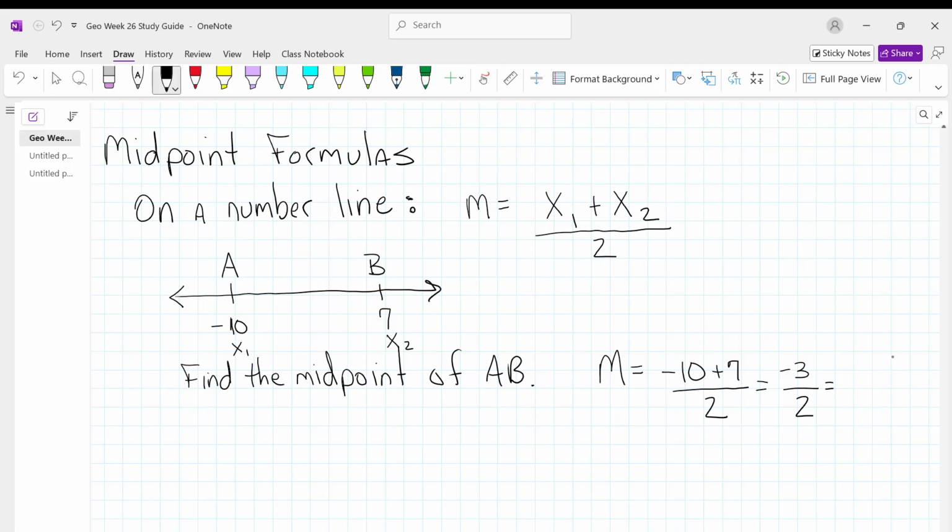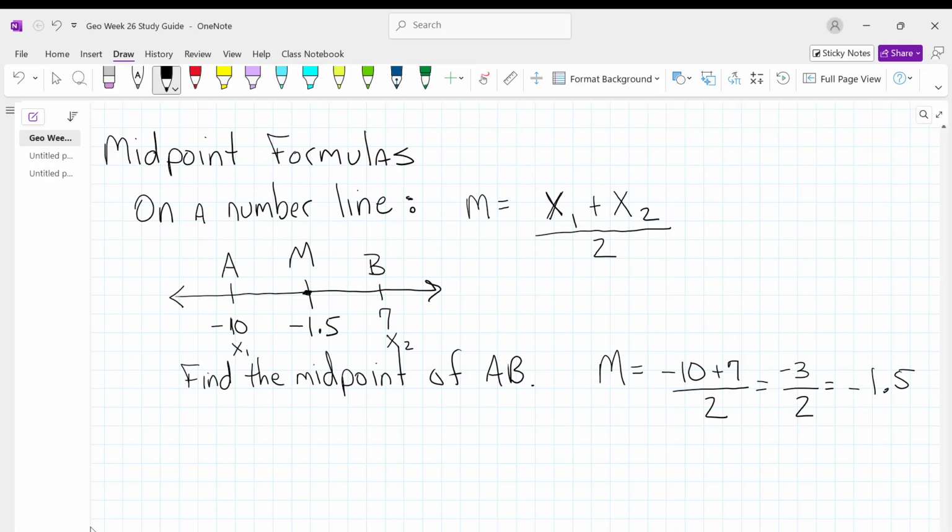would be at -1.5. And if you had to plot it, you could put it here in the middle, call it M, and its coordinate would be -1.5. So on a number line, add the two coordinates together and divide them by 2. Everybody all right with that?